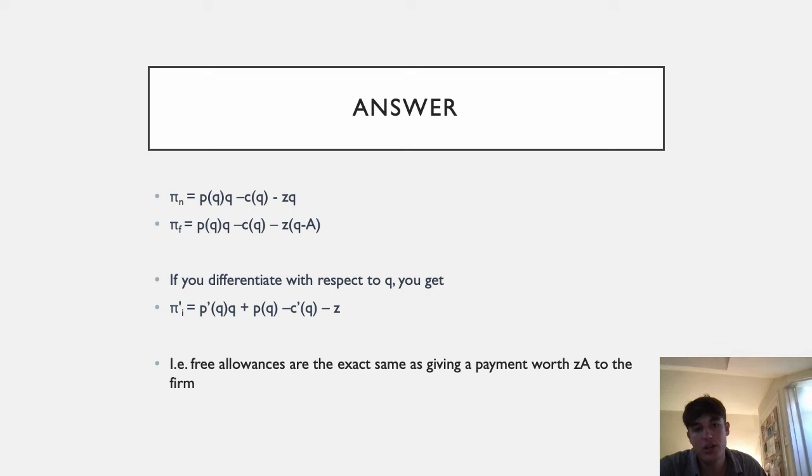Right, now if you differentiate with respect to Q, you get that pi dash I, where I can be equal to N or F, is equal to P dash Q times Q plus P of Q, that's just using the chain rule, minus C dash Q minus Z. That's the exact same for whichever one you differentiate, because the ZA is essentially a constant. So essentially, these free allowances are just the exact same as giving a payment worth ZA to the firm, right? That doesn't change its optimum behaviour.